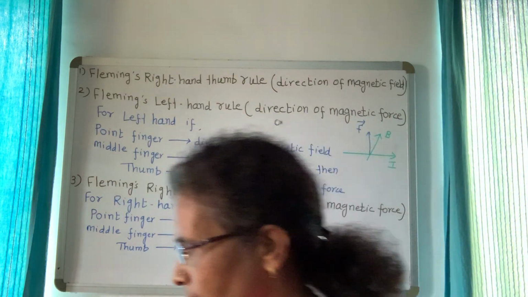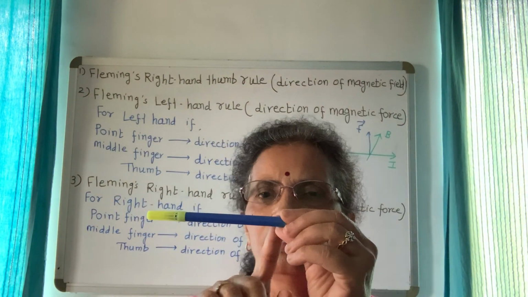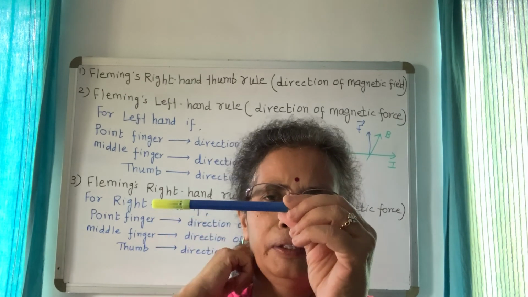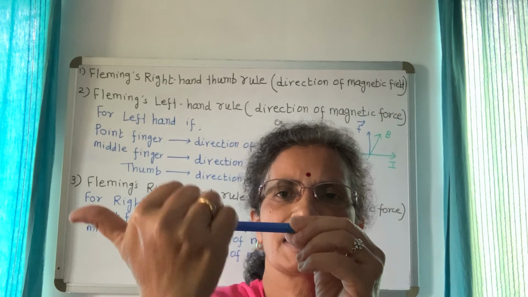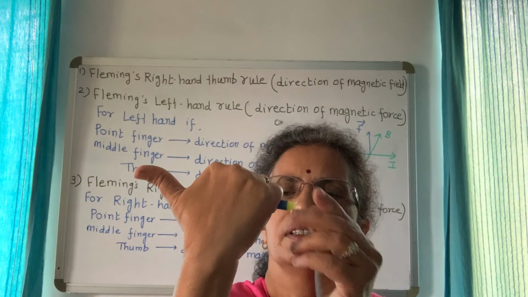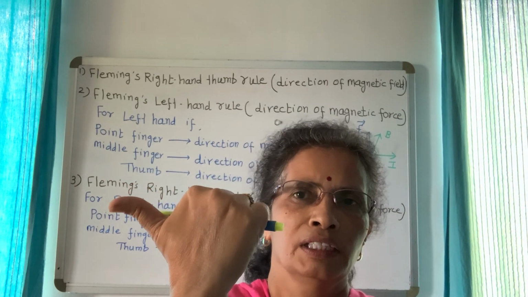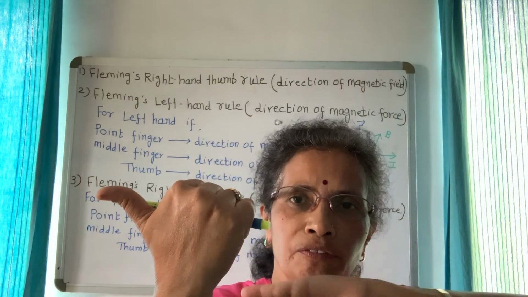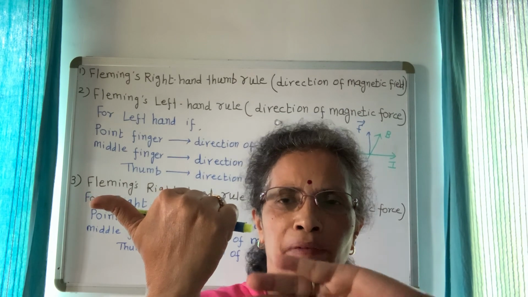What is it? What is the right hand thumb rule? If it is a conductor, current is flowing in this direction, then hold the conductor in your right hand such that the thumb indicates the direction of the current. Then the direction of the coiled fingers will give the direction of magnetic field. Now in this case, the direction of the coiled fingers is inward, so the magnetic field is inward, inside the plane, right?